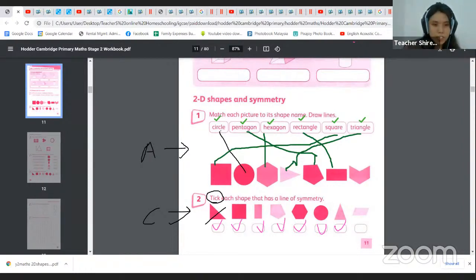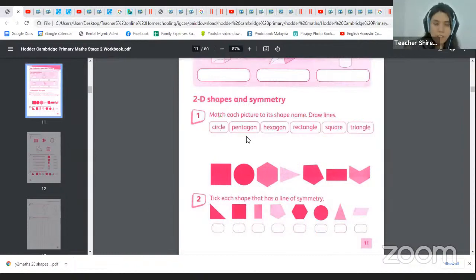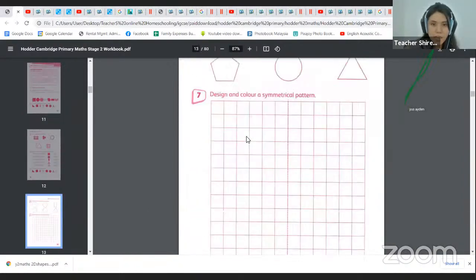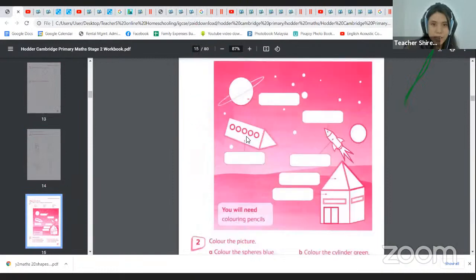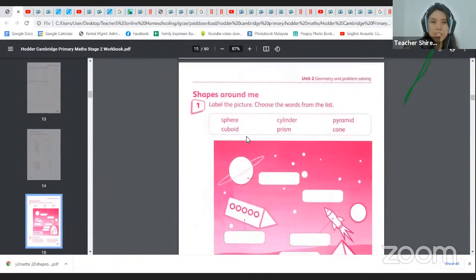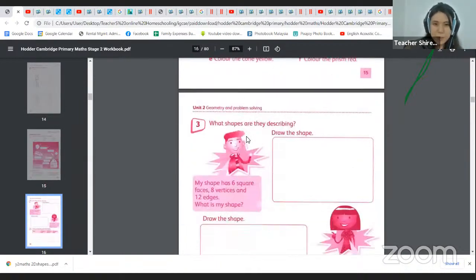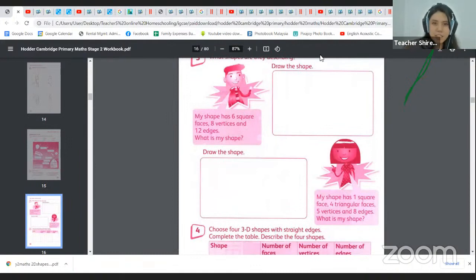Okay. Aiden, Charmaine, all done? Done. Hooray. Okay, so we have finished everything about 2D and line of symmetry today. So tomorrow we're gonna do about 3D shapes. All right? Okay, so that's pretty much all for today.